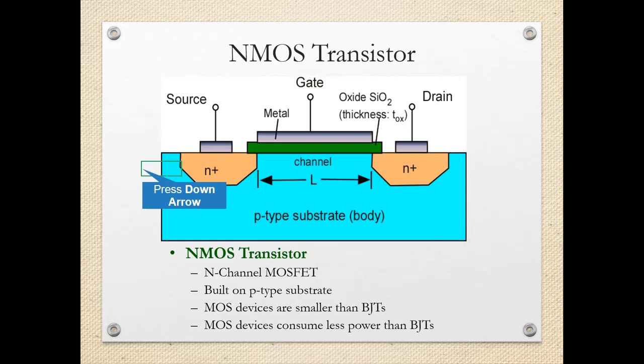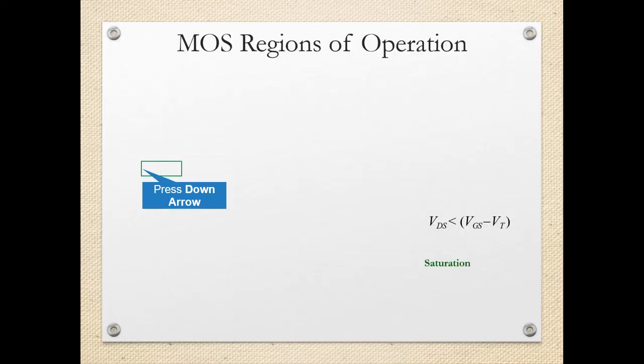So this N-channel MOSFET is built on a P-type substrate. These MOS devices are smaller than BJT. So you must have studied BJTs earlier. And MOS devices consume less power than BJT. So this is the most important advantage of this MOS technology, that it consumes very less power. We'll see how this MOSFET operates and we'll see the different regions of operation.